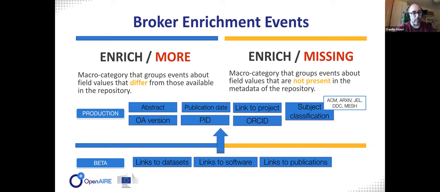There are different categories of enrichments, we call them topics, that touch upon different metadata fields, like the abstract, publication date, links to projects, subject classifications obeying different known taxonomies, open access versions, so URLs, links to the open access version of a scientific product, persistent IDs, ORCID. And we are still evaluating the quality levels of other types of events, like links between literature and data sets, links to software, and links to other publications.